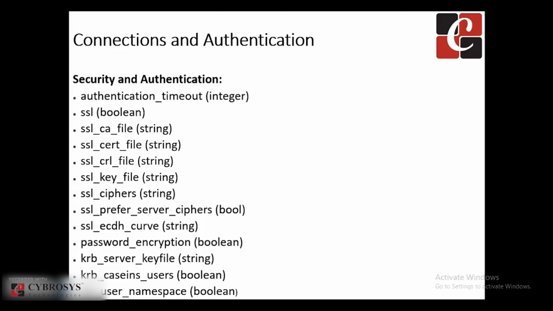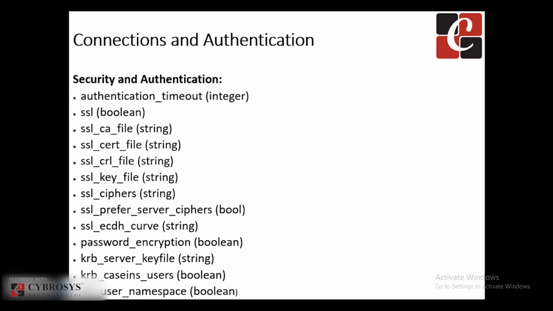Then SSL cert file, that is the name of the file containing the SSL server certificate. By default it is server.crt. Then SSL CRL file, the name of the file containing the SSL server certificate revocation list. Then SSL key file, the name of the file containing the SSL server private key. By default it is server.key.